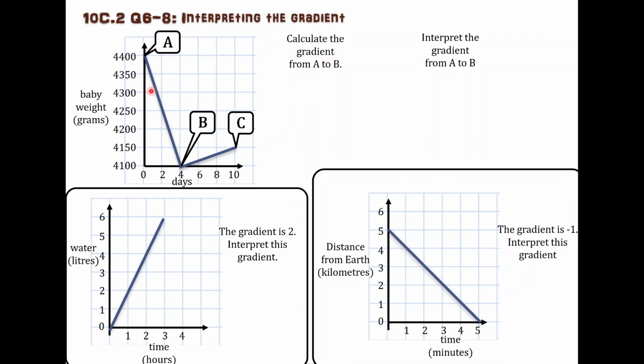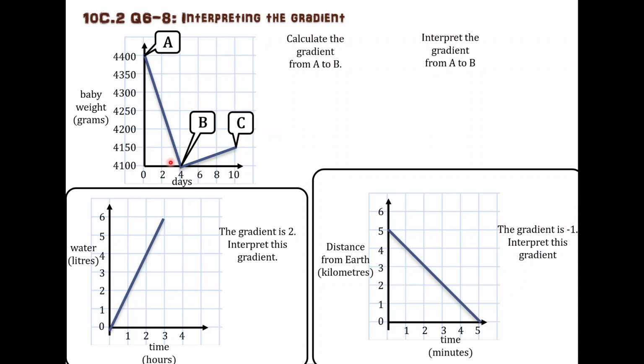I have a graph here. On the vertical axis, I have the weight of a particular baby in grams. And on the horizontal axis, I have the age of the baby in days. So when the baby was 10 days old, the baby was 4.15 kilos, or 4,150 grams.